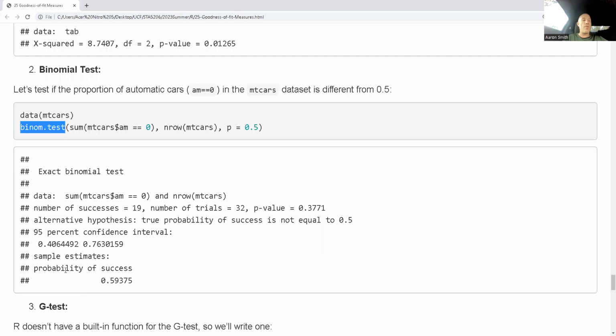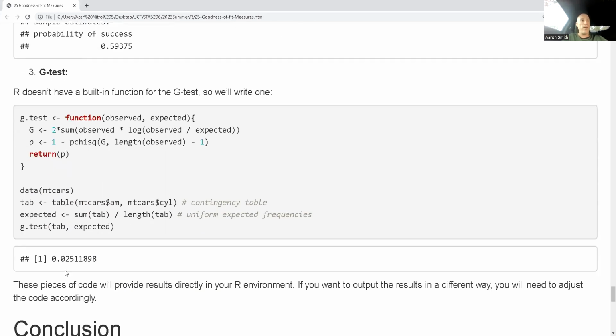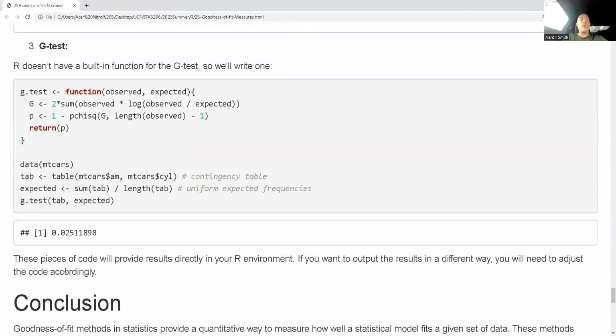I know statisticians that until I told them didn't even know that binom.test even existed. They've just been doing prop.test for like 20 years. Now, for the g-test, we have to create a special function for this and crunch this out.